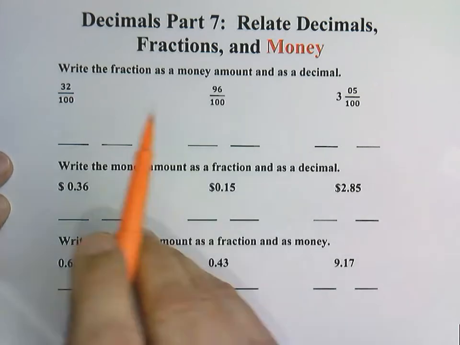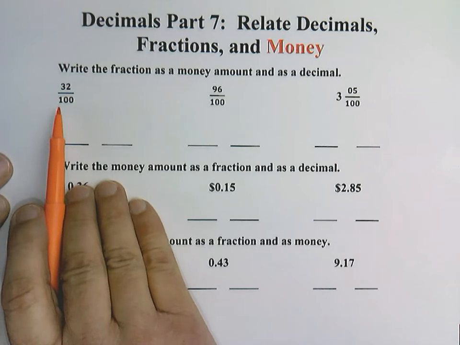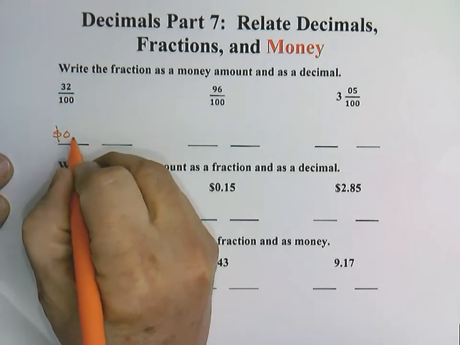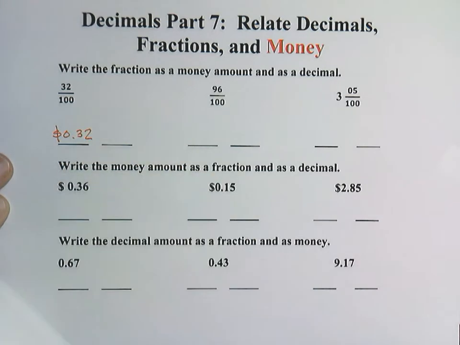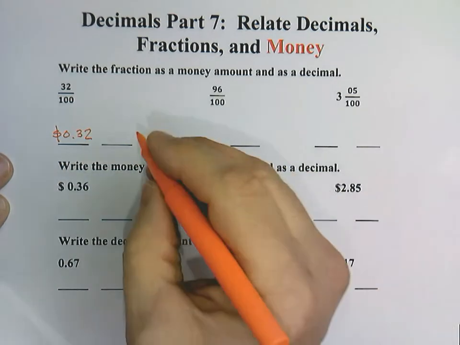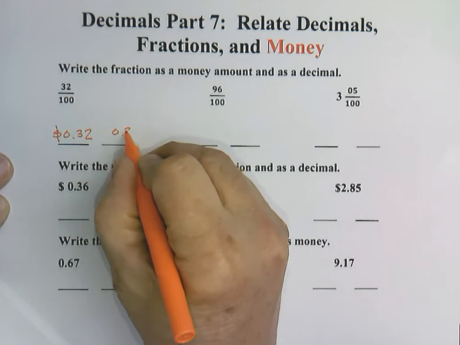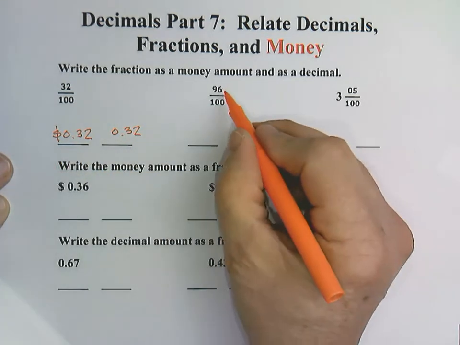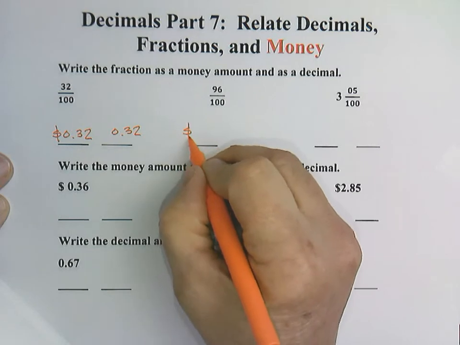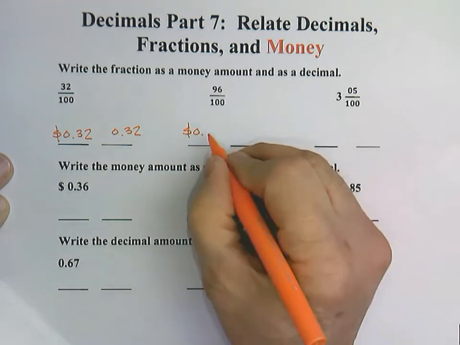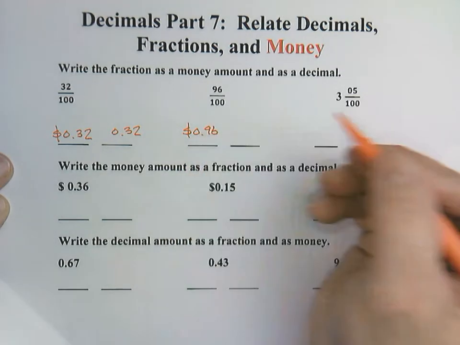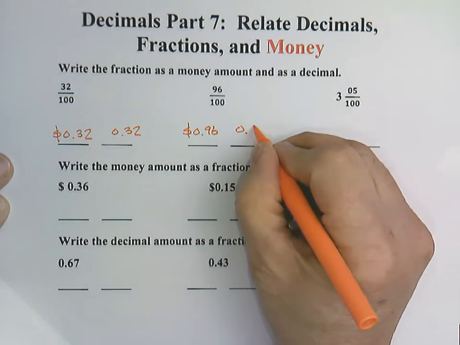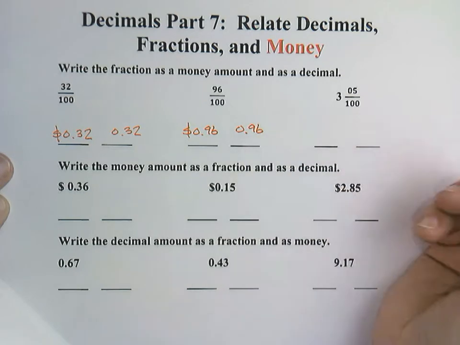So let's practice some. 32 hundredths as a money amount would be $0.32 or 32 cents. And as a decimal would just be 0.32. Notice it looks the same except for not the dollar sign. 96 out of 100 would be $0.96. But in decimal form, we wouldn't need the dollar sign. We would just write 0.96, so 96 hundredths.